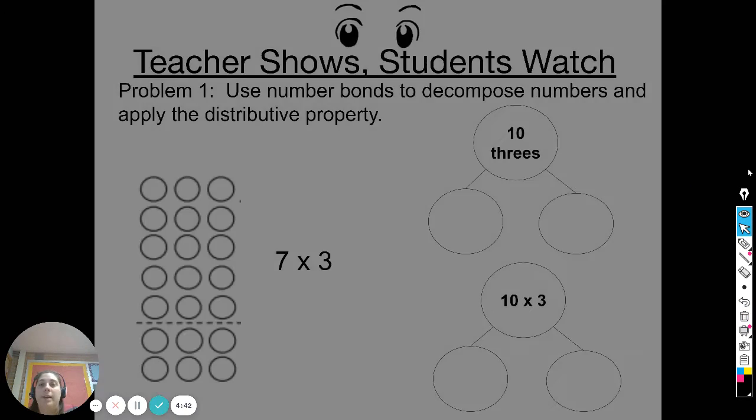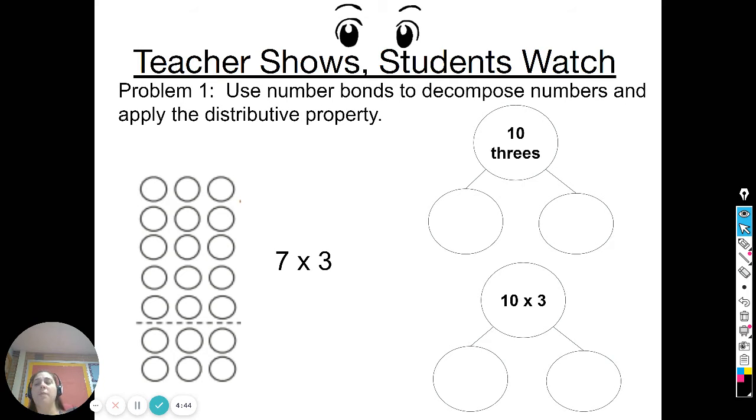All right, let's go ahead and continue. Now we're moving into the part where we're learning new content. So I'm going to be showing you how to do it, and then I'm going to end up giving you a problem that you'll be doing. So problem 1, use the number bonds to decompose numbers and apply the distributive property.